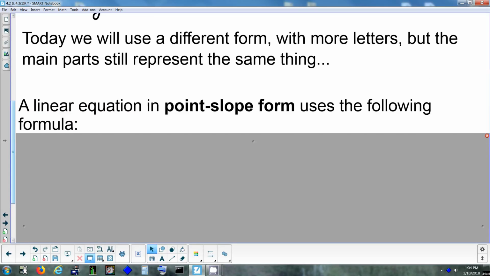What's the letter we use for slope? What letter? Yeah, Will? Not y. It's on the other side of the equation. Y is by itself. It'll have x with it. M. So this formula uses slope. There's going to be an m in it.